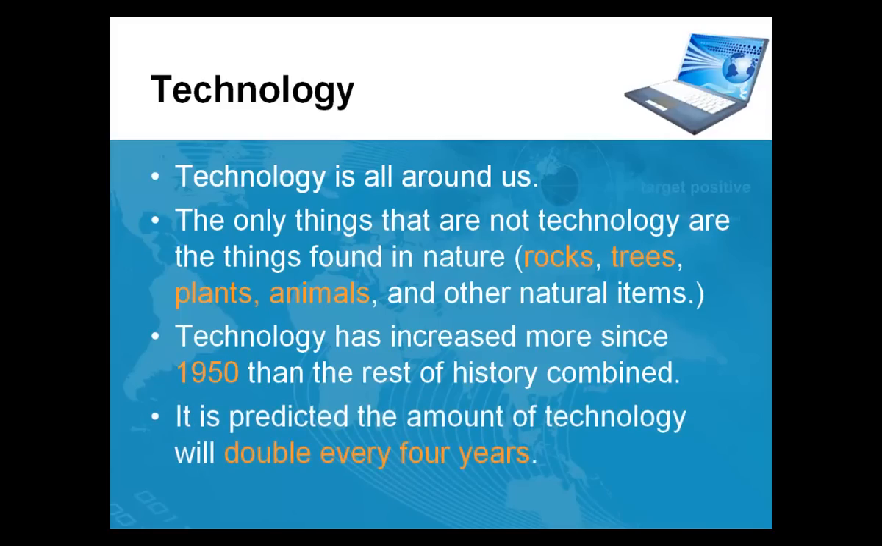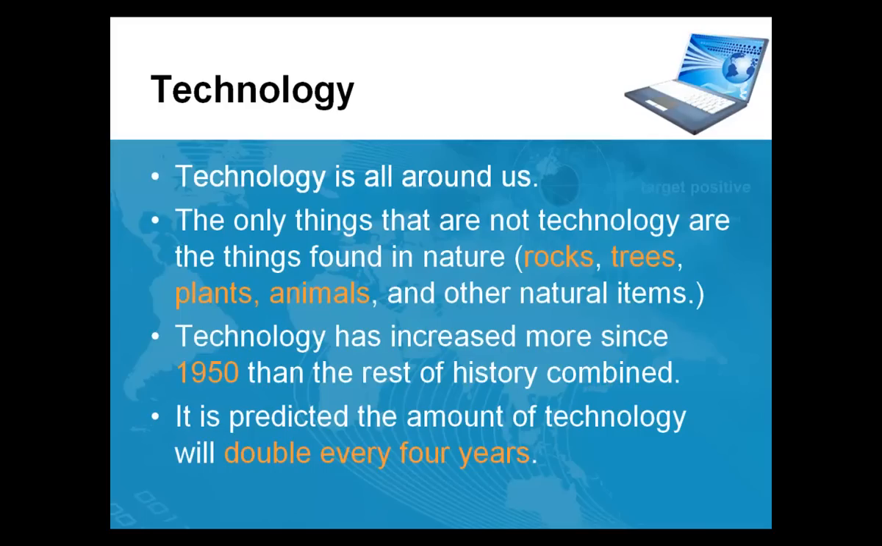It's predicted that the amount of technology will double every 4 years. Now, if you stop and think about that, if you were an 8th grader, in 4 years you're going to be a senior in high school. And we're going to have twice as much technology then as we do now. Well, what's it going to be? And the answer is nobody knows. If I knew what the technology was going to be in 4 years, I'd buy stock and I'd become wealthy. I don't know, and I don't have any idea.